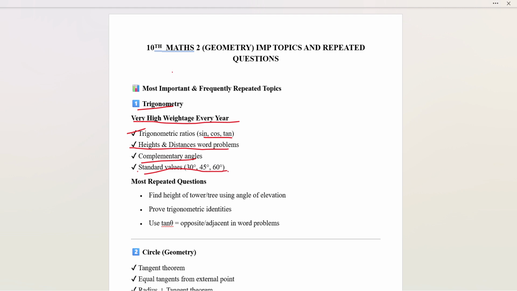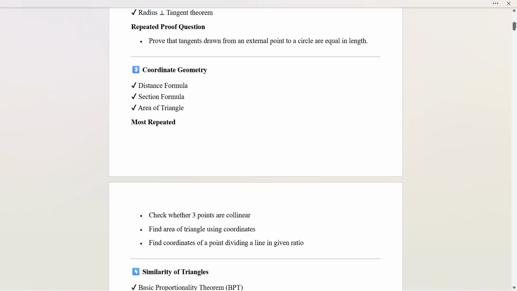Here are the most repeated questions: find the height of a tower or tree using angle of elevation, prove trigonometric identities, and use tan theta as opposite by adjacent in word problems. So prepare well for the trigonometry topic. Move to the next.